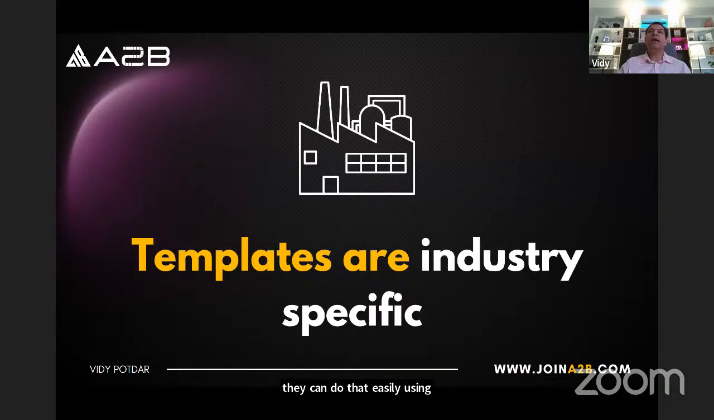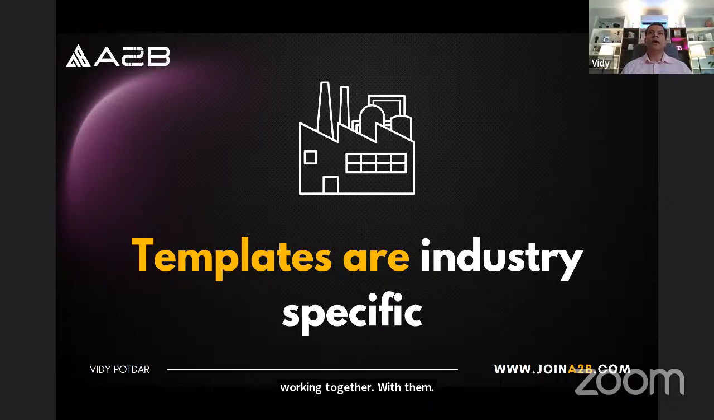Templates are also industry specific, and we are making different types of templates for different industries. For example, we have wine industry, we have manufacturing, we have agriculture. Any industry that you think can use blockchain, we will make a template for them. And the way that we are currently working is we are identifying one user or one client who wants to start using A2B, and we are working together with them to build the first template.